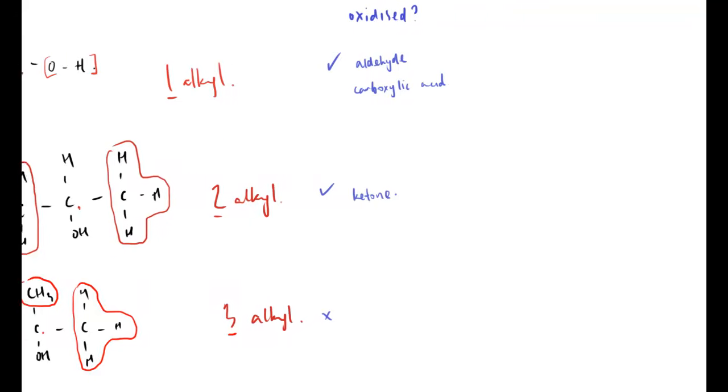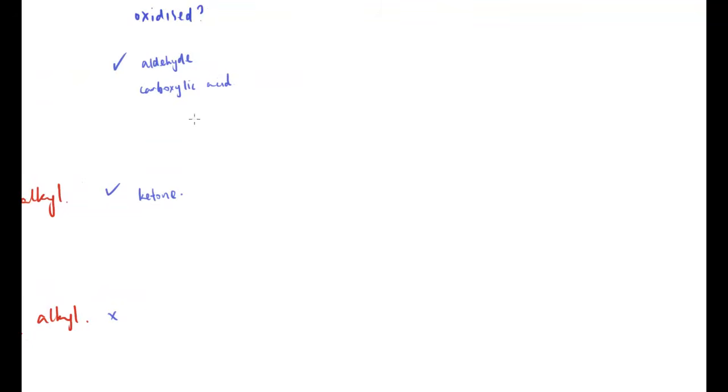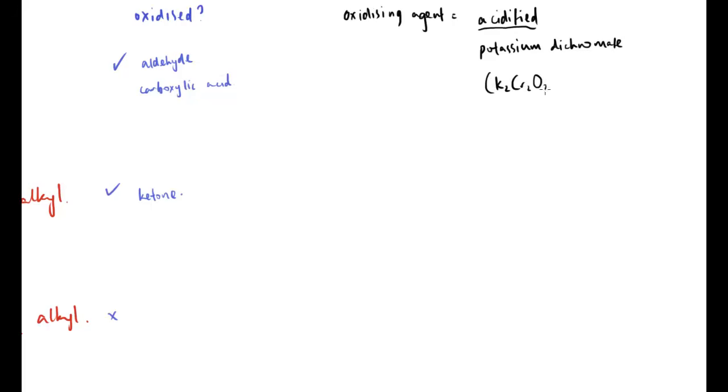Now you might be thinking, how do I oxidize something? Well, that's a great question. In the case of the AS, just use this oxidizing agent, and always use this, please. If you're going to write it, you write it exactly as this: acidified potassium dichromate. Acidified is important. For those interested, potassium dichromate is K2Cr2O7.